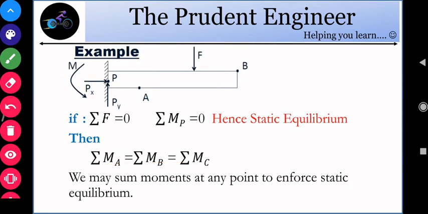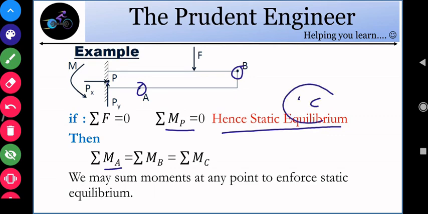Okay, so there is an example we will be looking at in future modules. This example says, suppose the summation of forces on a body is equal to 0, and the summation of moments about this particular point P is equal to 0. So hence this body is in static equilibrium. Then the summation of moments about point A, point B, and point C, which is lying somehow outside the body, will all be equal to 0.